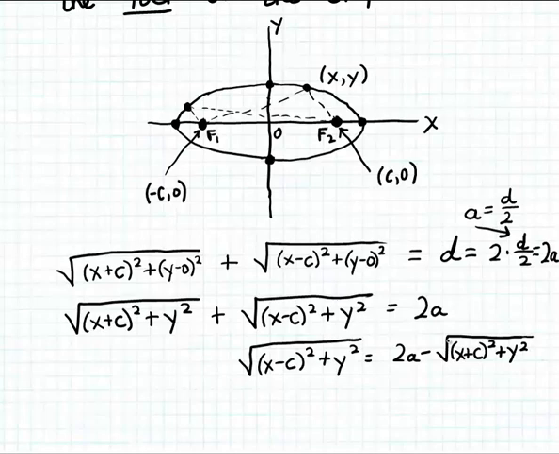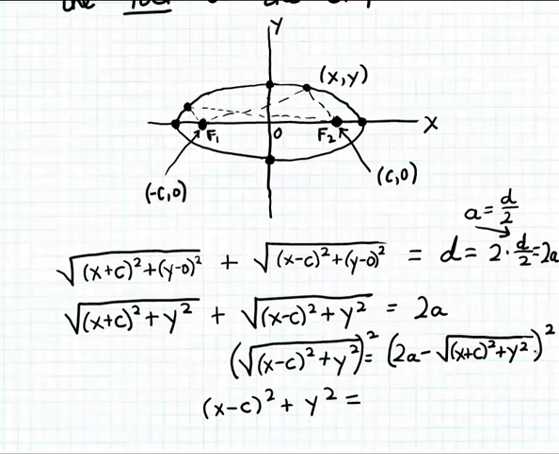Now I'm going to square both sides of the equation. Okay, so now this is where I have to do a little bit of algebra. All right, so let's square both sides of the equation and let's see what we get. Well, of course, squaring the left-hand side of the equation is really easy. So I'm just going to get x minus c squared plus y squared. So the radical just is canceled there.